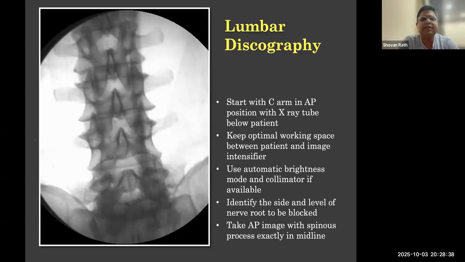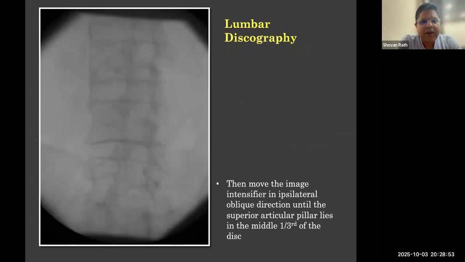Nowadays, discography is used less often because of the risk of discitis. So normally what we suggest is to go for an MRI, and on clinical grounds, we can go for the injections. But this is what can be practiced, like discography. As I said, again, this is what the position is. In an oblique view, this is what you imagine.